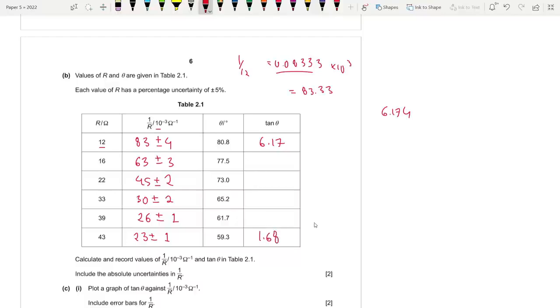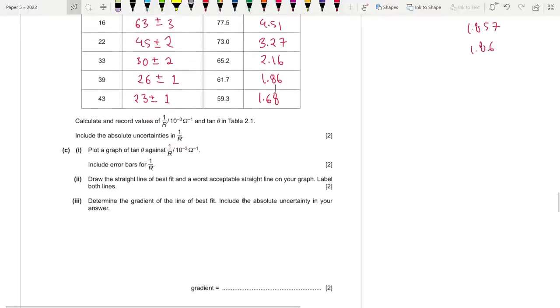Tan 77.5 is 4.51. Tan 73 is 3.27. Tan 65.2 is 2.16. Tan 61.7 is 1.857, right? So if you round it off, it's going to be 1.86. Okay, 1.86. That's it. This is how we do it. Okay, let's move on. We don't need uncertainty for this.